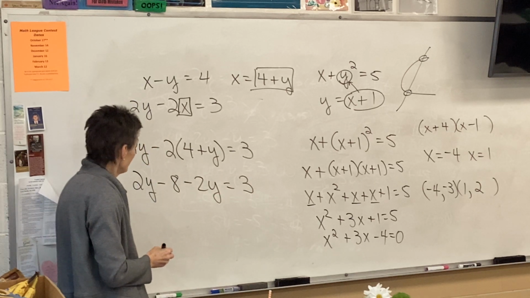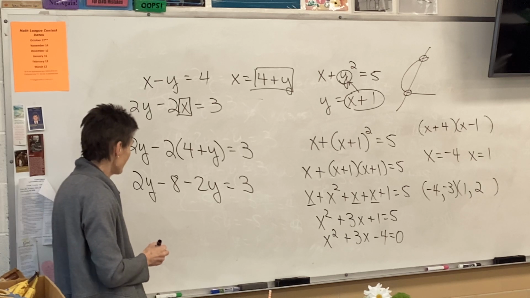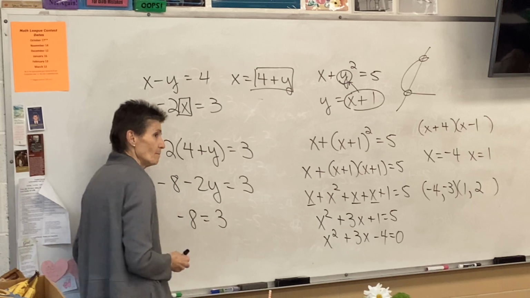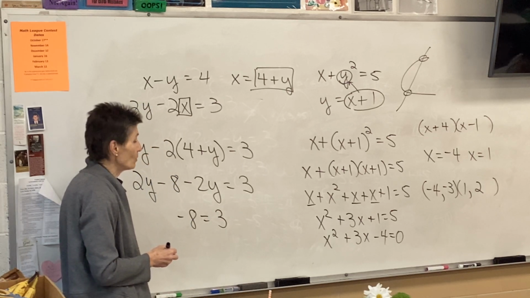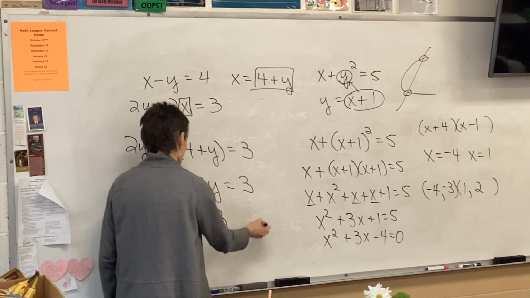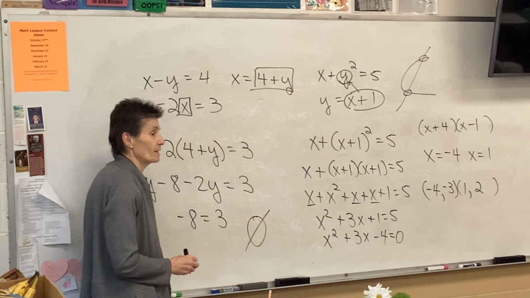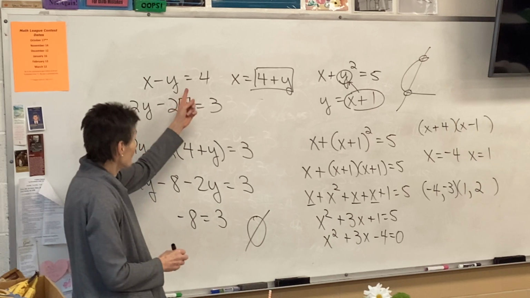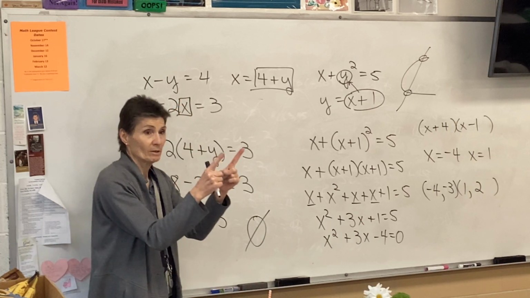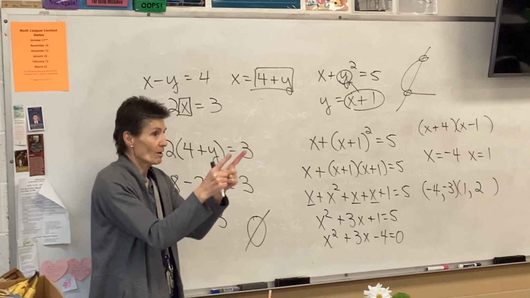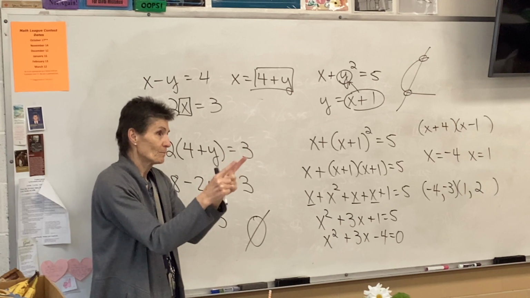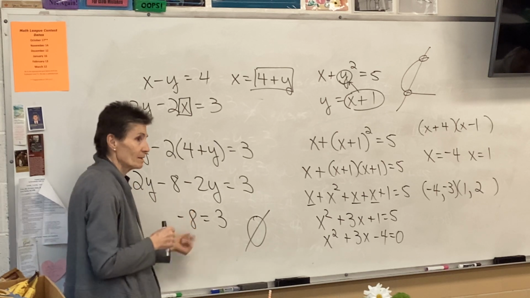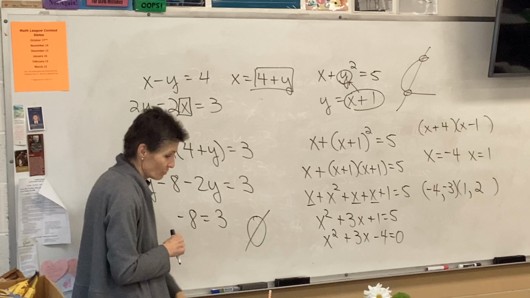Uh-oh. We got trouble in River City here. What happens? So we're left with -8 equals 3. No solution. We'll put the little empty set there. What's happened in the problem is these are two lines, but they're parallel to each other. And are they ever going to cross if they're parallel? No. And how do we know it's no solution? We get some kind of nonsense statement. It can't possibly be true.